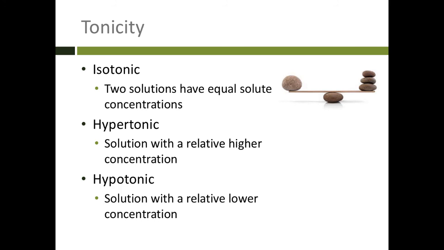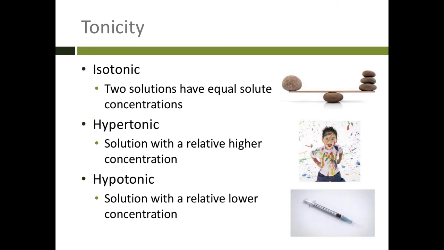However, if the concentration of the 2 solutions on either side of the membrane is different, then one is going to have more stuff and the other one will have less stuff. So the one that has more stuff is called hypertonic. That has the higher concentration, whereas the one with less stuff is called hypotonic. That's the one with a relative lower concentration. Water will always move from the hypotonic solution towards the hypertonic solution because it will be following the stuff.